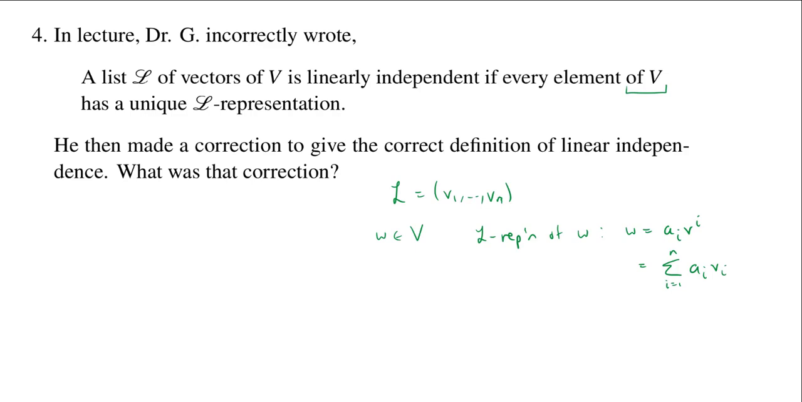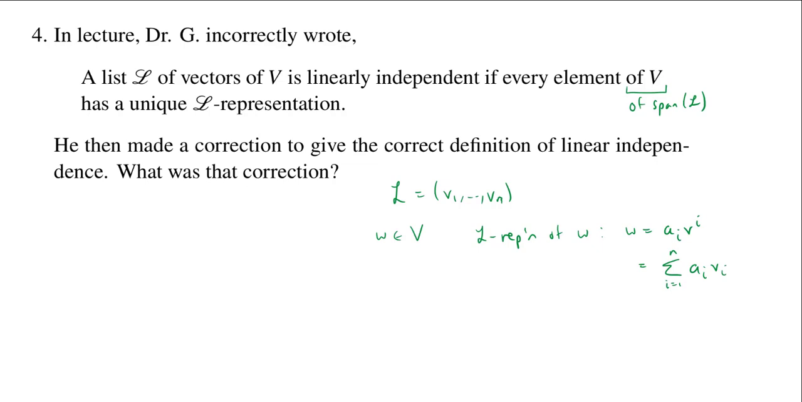So you cannot say here, right, that every element of V has a unique L representation. Instead, and this is what we corrected it to in class, every element of the span of L. All right? So you only look at things that actually do have a representation. As soon as you know that it has a representation, you can ask, is it the only one? And linear independence says, you betcha, that's the only way to do it.